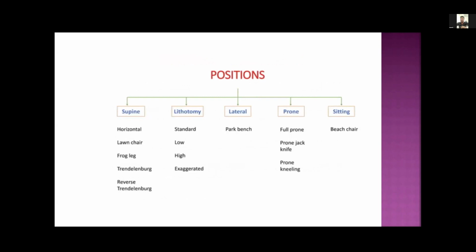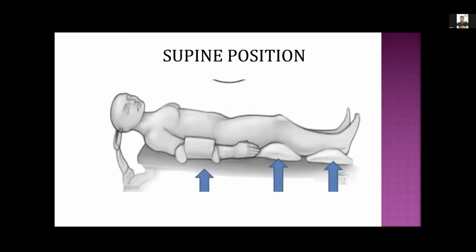The various positions used during surgeries are mainly the supine position, lithotomy position, lateral position, prone position, and seating positions. So we'll see them one by one. The supine position is the most commonly used position for surgeries. Head, neck, and spine all retain neutrality in this position.